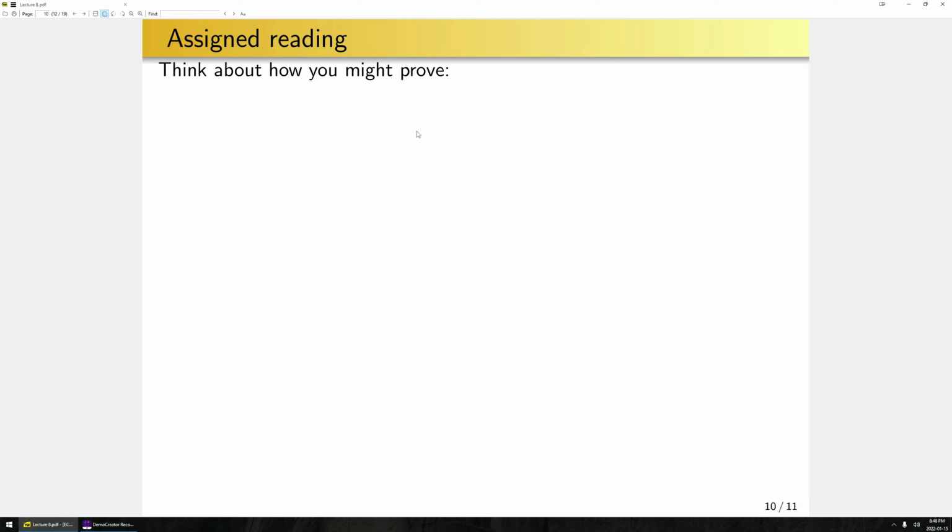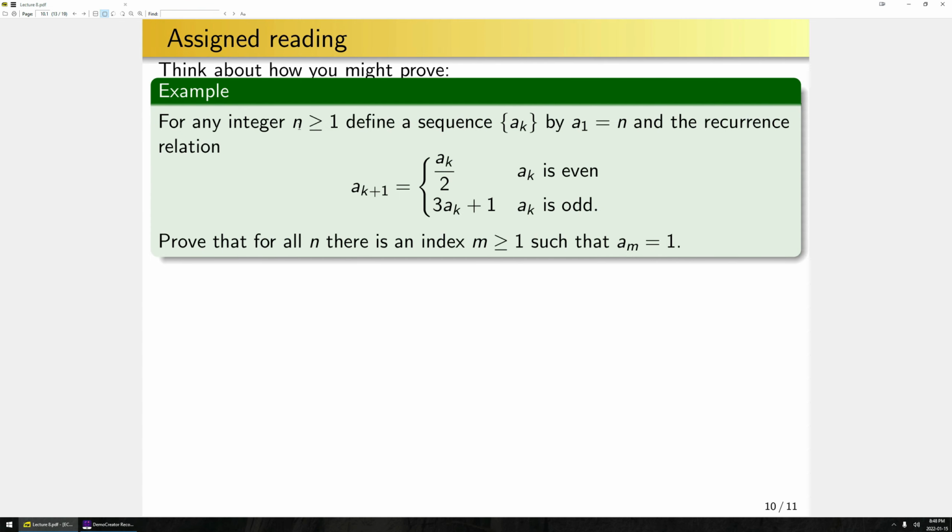For assigned reading, I want you to think about a particular problem. Think about how you might prove this statement here. For any integer n greater than or equal to 1, I'm going to define the sequence a sub k that will depend on n by, first, a sub 1 is equal to n. So the first value in the sequence is n. And then we're going to use this recurrence relation to define the other terms of the sequence.